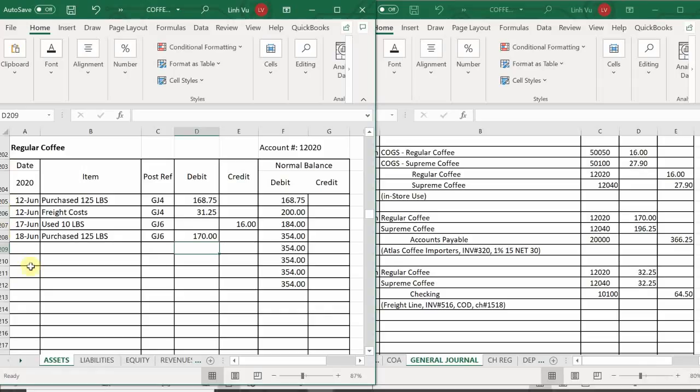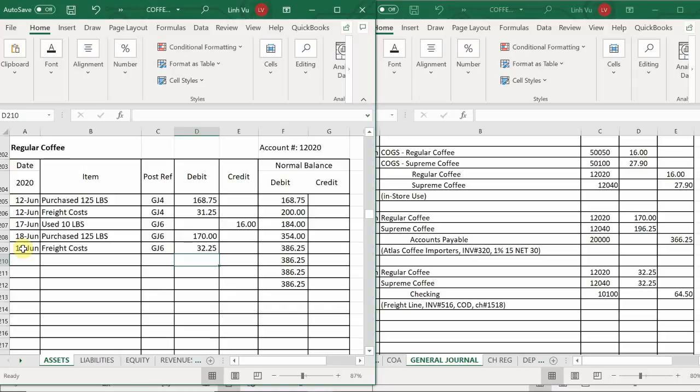Then, since we're already here in our journal and we're going to do two transactions at once because they're related to each other, I'm going to go ahead and insert my freight cost, right? Which was $32.25. So therefore, I should have a total of $386.25 in my regular coffee.